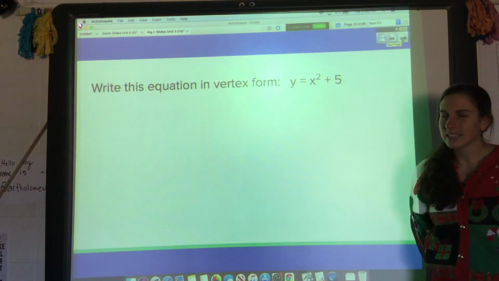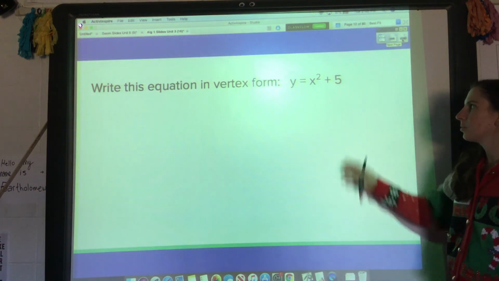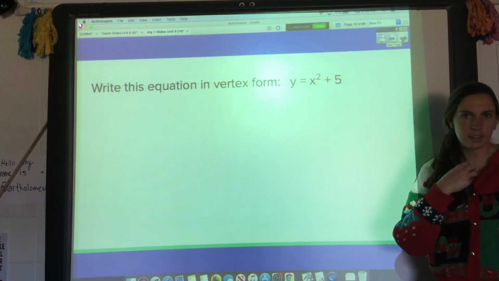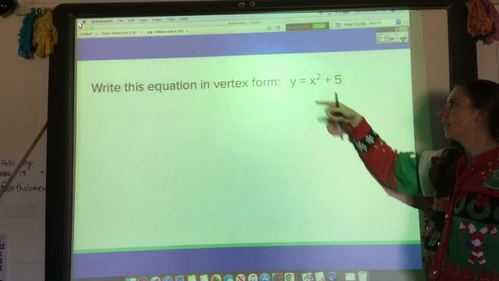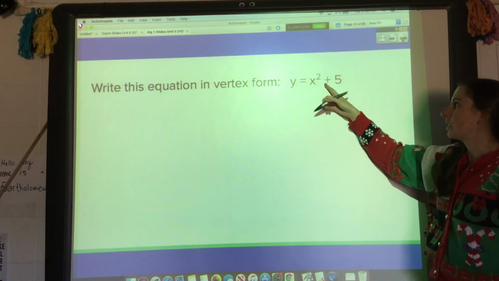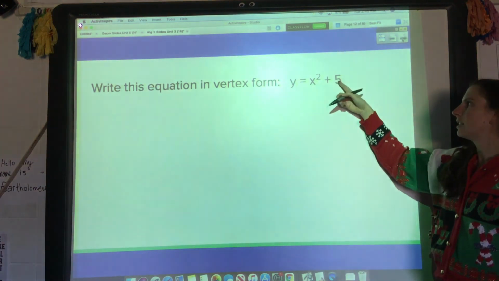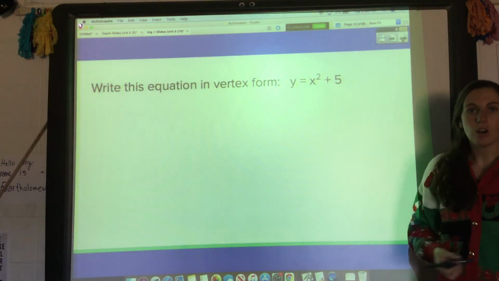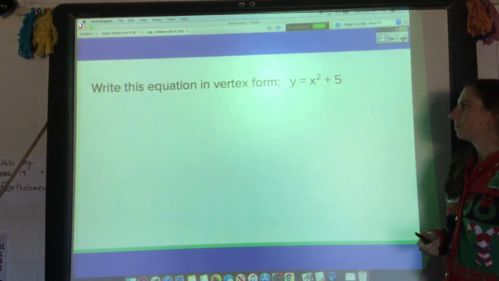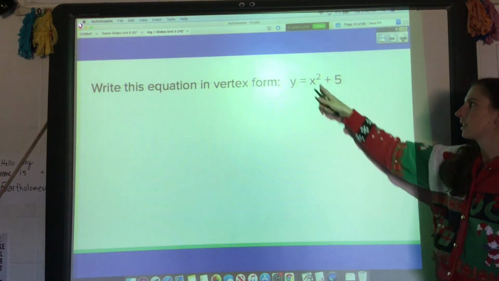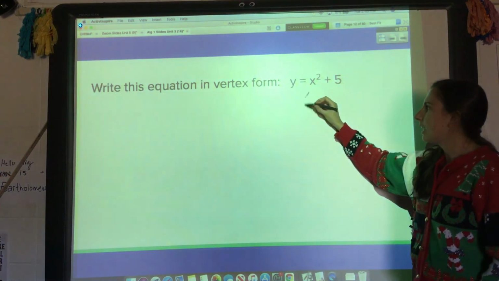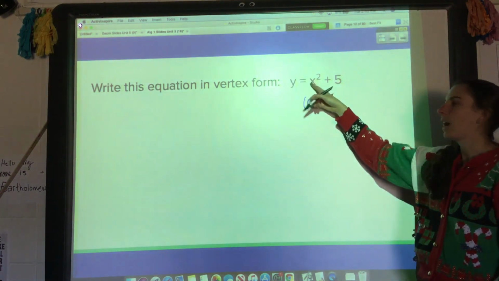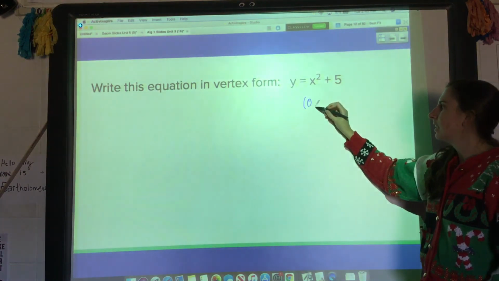This one is in standard form because everything's multiplied out. There's no parentheses. You've got A, which is 1, B, which is 0, because there is no x term, and C, which is 5. However, this is actually already in vertex form because the vertex on this one would be 0, 5, because there's no h in there with the x.